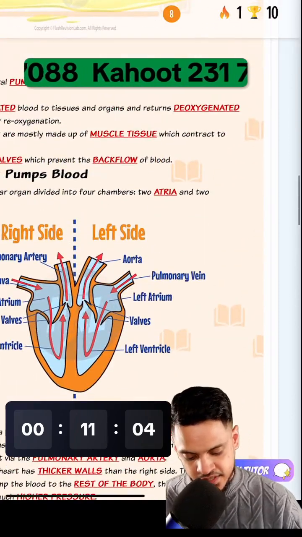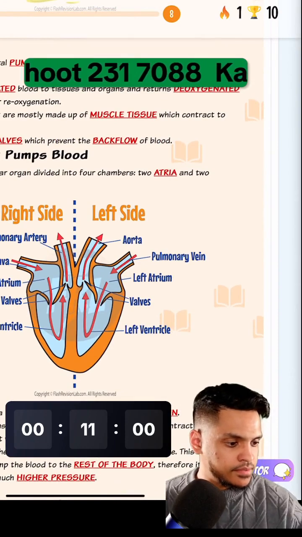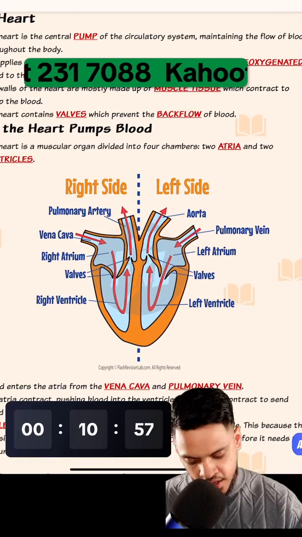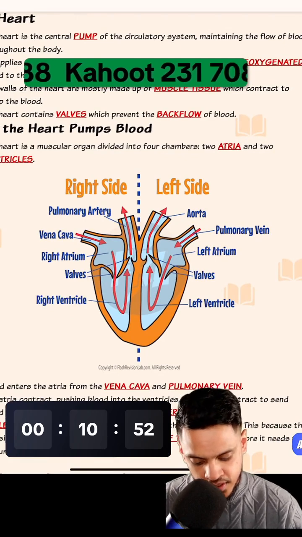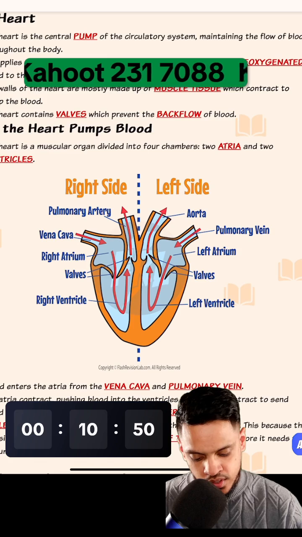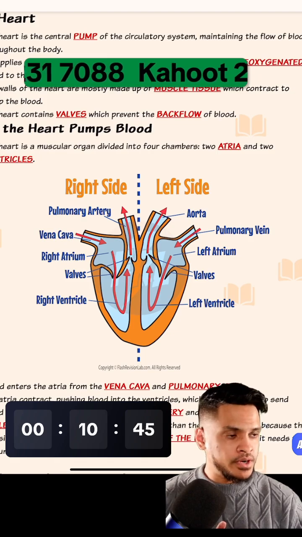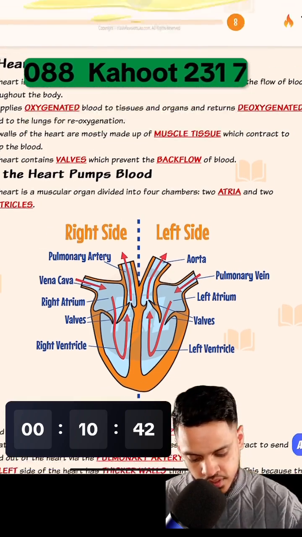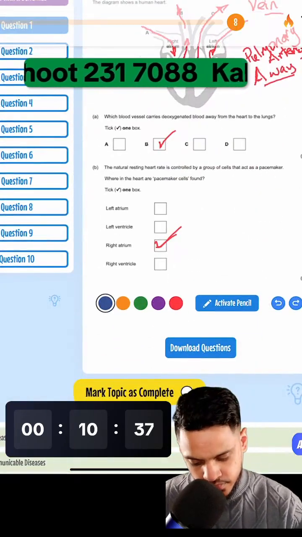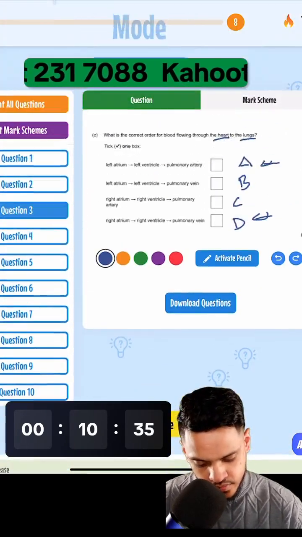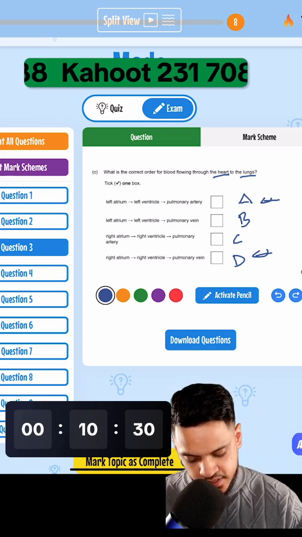So let's look at it in this diagram here. You can see that you're coming in through the vena cava on the left hand side. It's going down into the right atrium first, right ventricle, pulmonary artery. Okay, that was the answer. So it was question 3, wasn't it? So right atrium, right ventricle, pulmonary artery. The answer is actually C, guys. It's C.